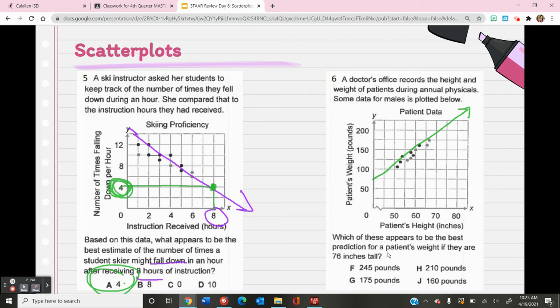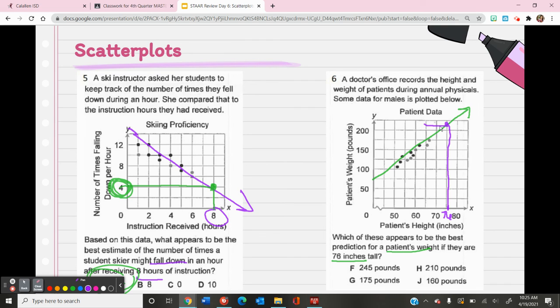And again, I'm looking for the patient's weight if they are 76 inches tall. So going to my graph here, I see that the patient's height is my X value and their weight is the Y value. So going to 76, I have 50, 55, 60, 65, 70, and here I have 75. And this should just be slightly to the right of it. So at about right here is where 76 is. And I'm going to go up, and I want to see where this will hit my trend line. So going up, it hits at about right there.